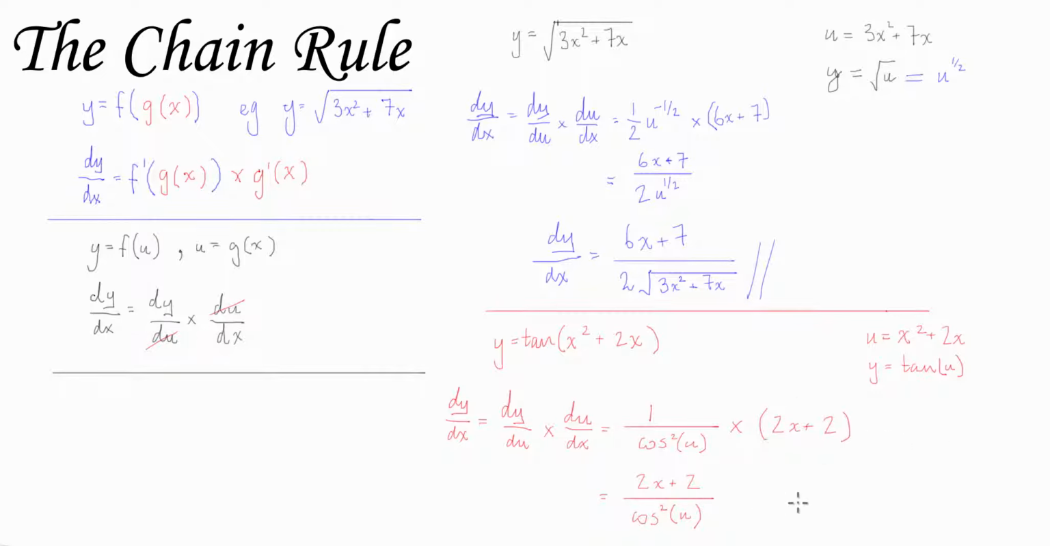And like our other one, we have x and u. We need to have it y in terms of x. So right at the end, we find our derivative y in terms of x is equal to (2x plus 2) divided by cos squared of, and then we re-substitute the original u in.